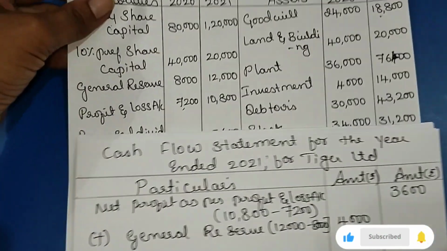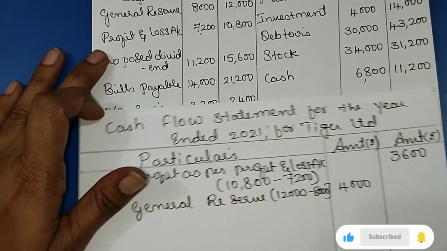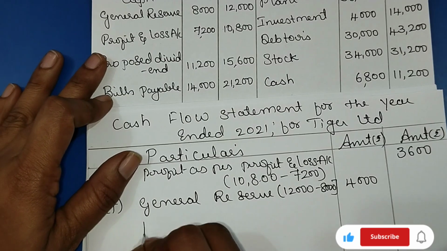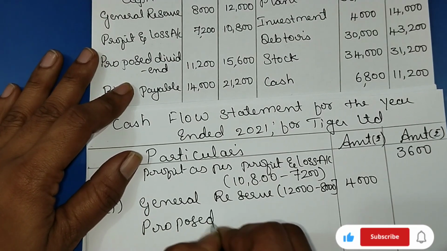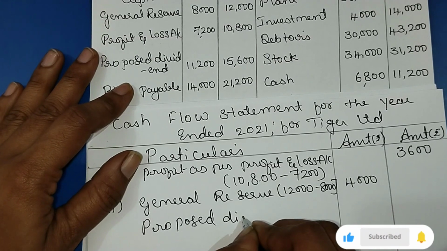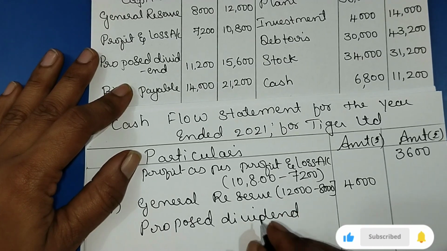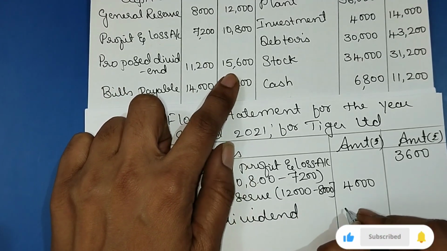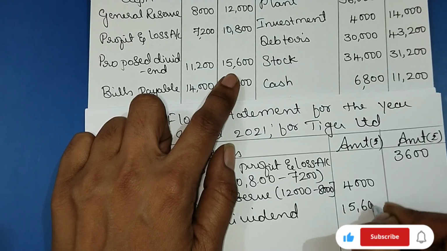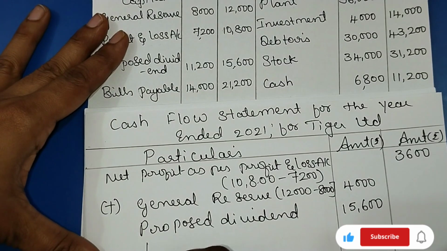Proposed dividend are proposed by the board of directors between the two annual general meetings. The current year proposed dividend amount we should consider, 15,600. Then provision for tax.